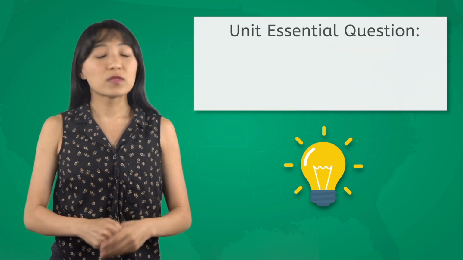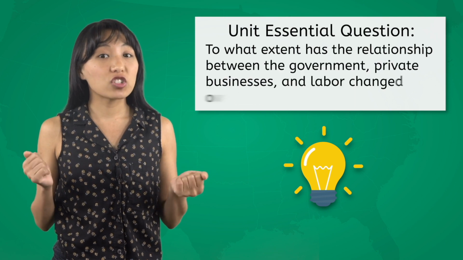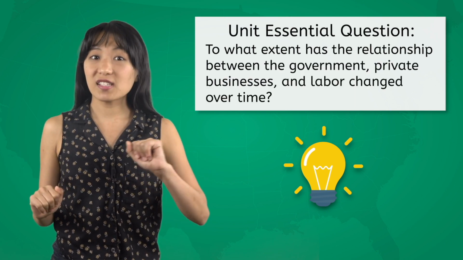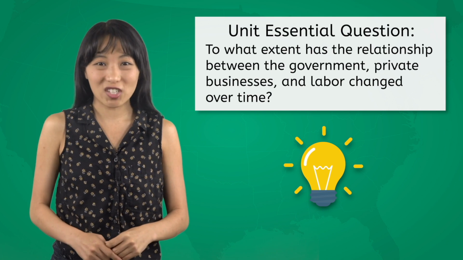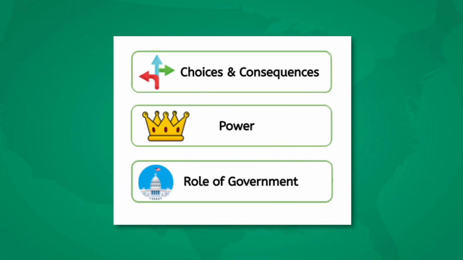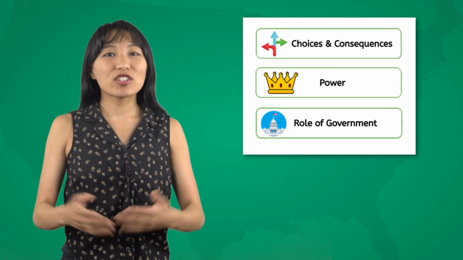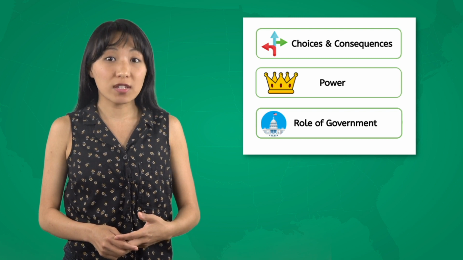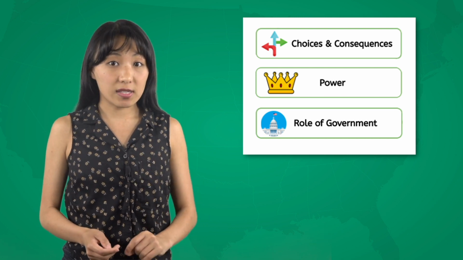As we explore these topics, we will continuously circle back to our unit essential question: to what extent has the relationship between the government, private businesses, and labor changed over time? This exploration will be grounded in our primary themes for this unit: choices and consequences, power, and the role of government. Throughout the unit, we will connect these historical themes and events to our present-day experiences.